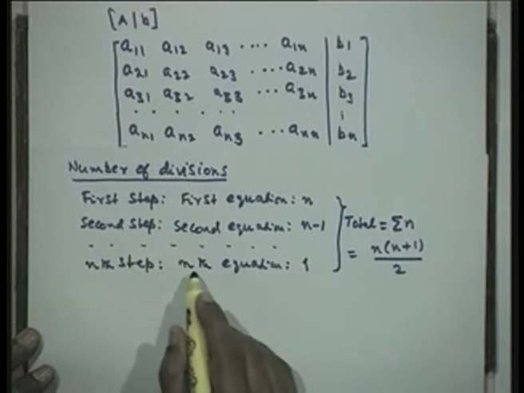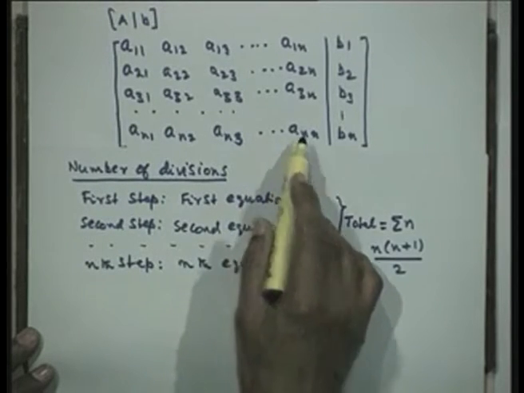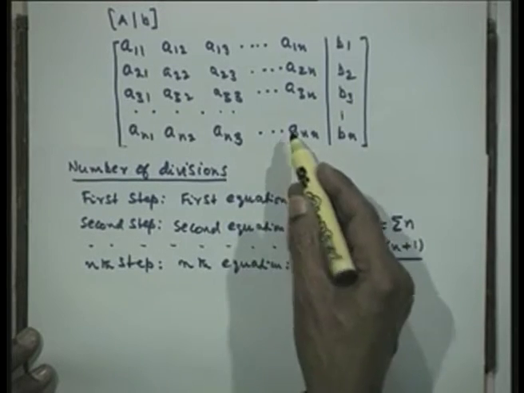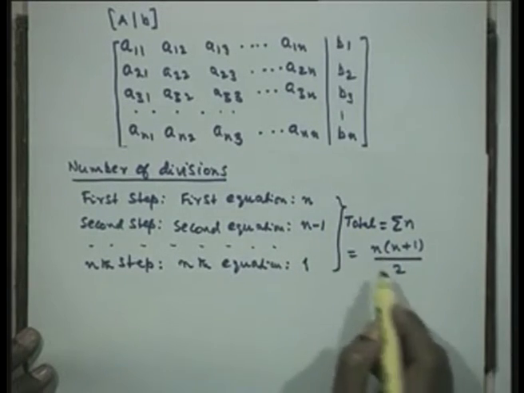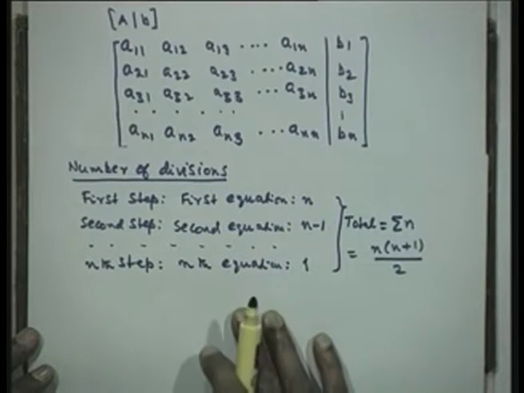Now, the divisions have all been carried out, all the pivots have been brought to 1. So, when we back substitute, there are no further divisions, because the elements have already been made 1. Therefore, the total number of divisions in our Gauss elimination is only n into n plus 1 by 2.